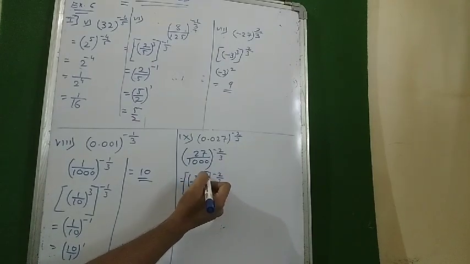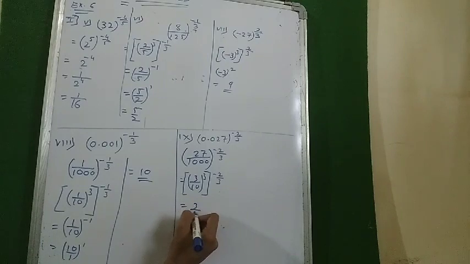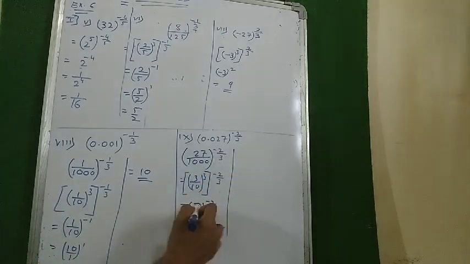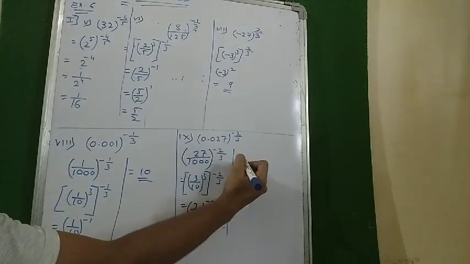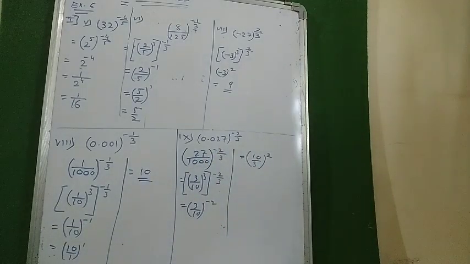This denominator 3 and numerator 3 will get cancelled. So we have 3 upon 10 whole raised to minus 2. Now there is a minus sign, so what we will do? As there is a minus sign, we will reciprocal it, and it will become 10 upon 3, and minus 2 will become plus 2. I told you to remove the minus sign, just reciprocal it.